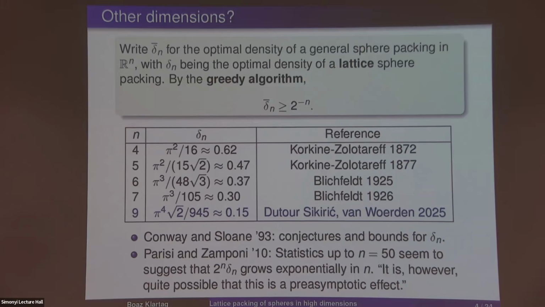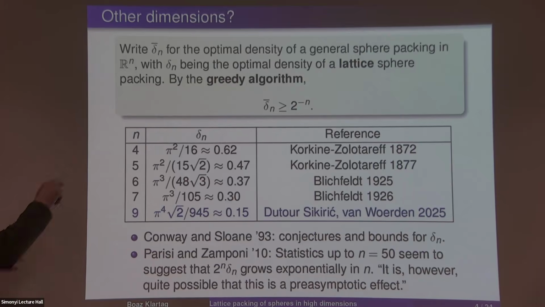If you cannot add one more ball, what does it mean? It means that all points in R^n are at distance at most 1 from one of the balls, or if you want, all points are at distance at most 2 from a center. So if I blow up the balls by a factor of 2, I recover everything, so after the blow up the density is at least 1, and before it was at least 2 to the minus n in n dimensions. That's an obvious lower bound.